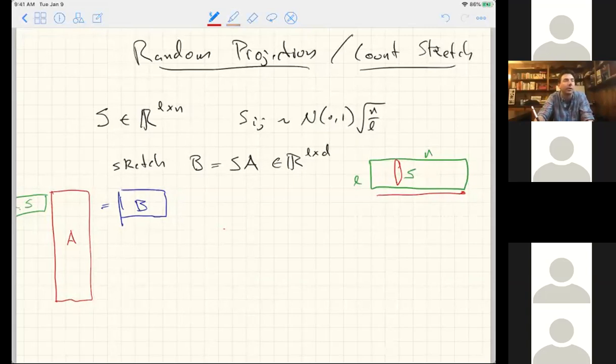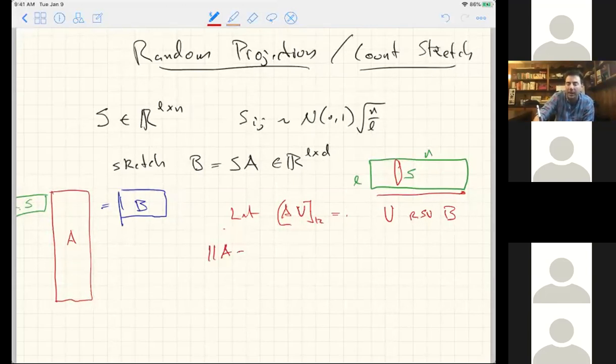So what I can do, I'm going to say let A V_K equal the best rank K approximation of V times K. And V is going to be the right singular vectors of B, this B which I'm getting out.